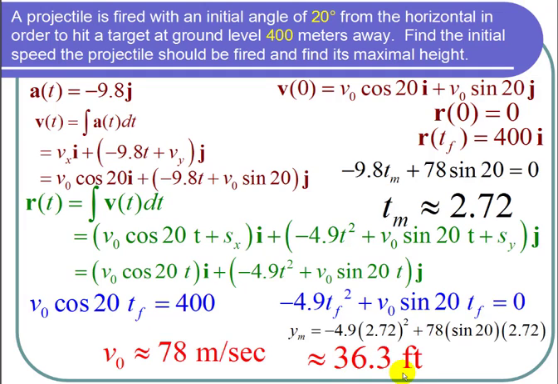So I can conclude that we should fire the projectile with an initial velocity or an initial speed of 78 meters per second, and I will reach a maximal height of 36.3 feet. And I'm done with the problem.